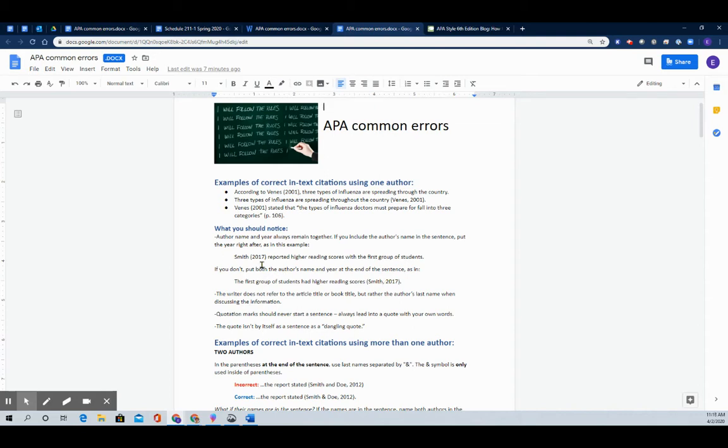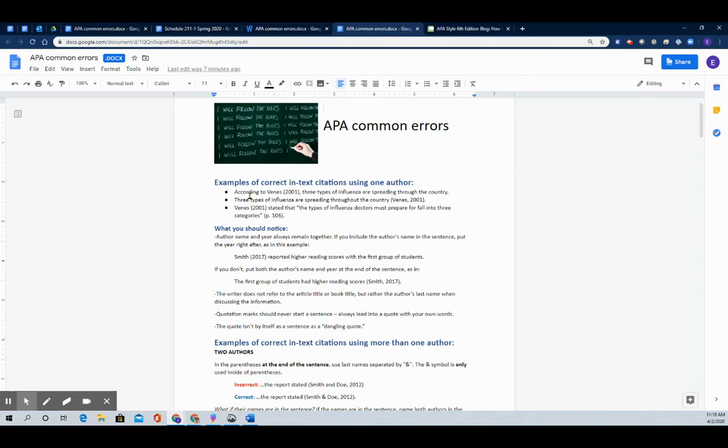If the author's name is in the sentence, you always put the year right after it, like in this example here with Smith. And if you don't, you put the author's name and the year at the end of the sentence, as in this example right here. So if it's in the sentence, it looks like this. If it's at the end of the sentence, it looks like this. The writer does not refer to the article title or book title in any of these example sentences up here, but it's always just the author's last name when discussing the information. And of course, that author's last name has a year.